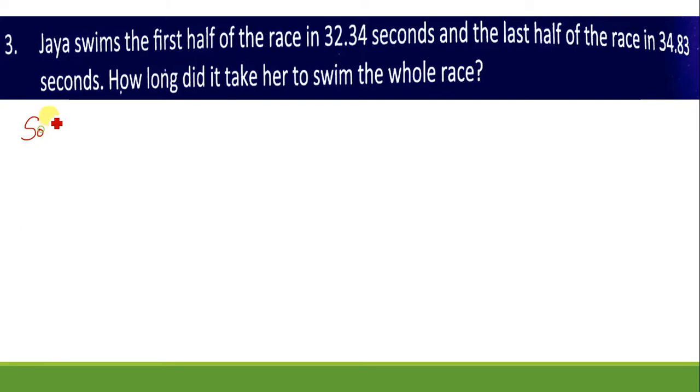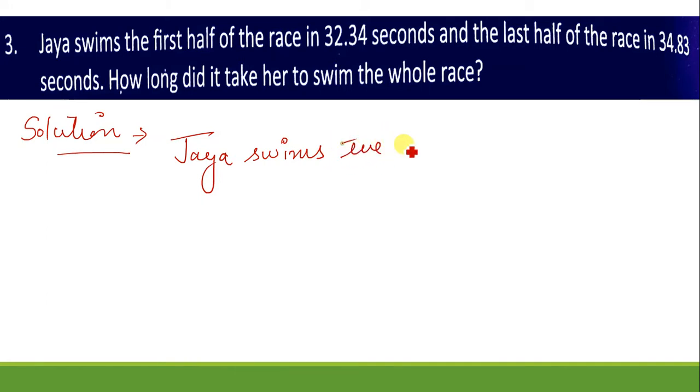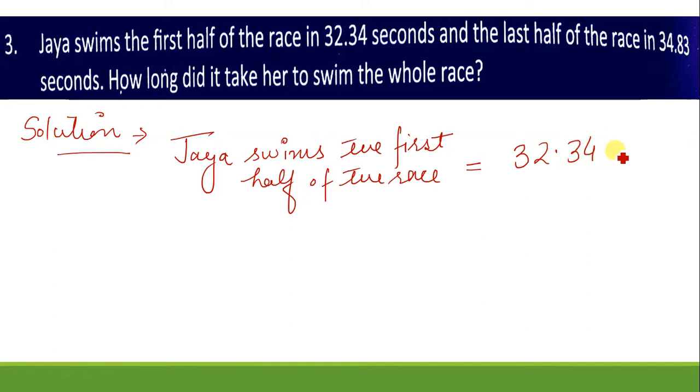So we'll start to write. What is given? Jaya swims the first half of the race in 32.34 seconds. Clear? Now the last half of the race in how many seconds? 34.83.